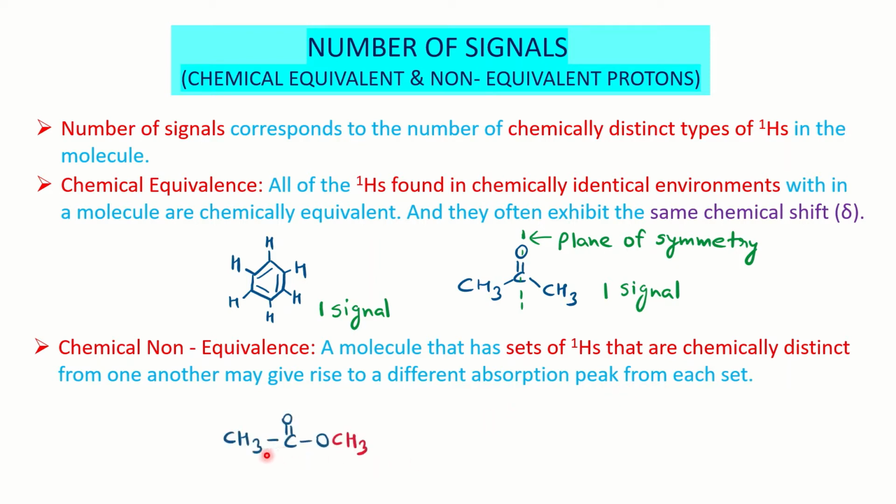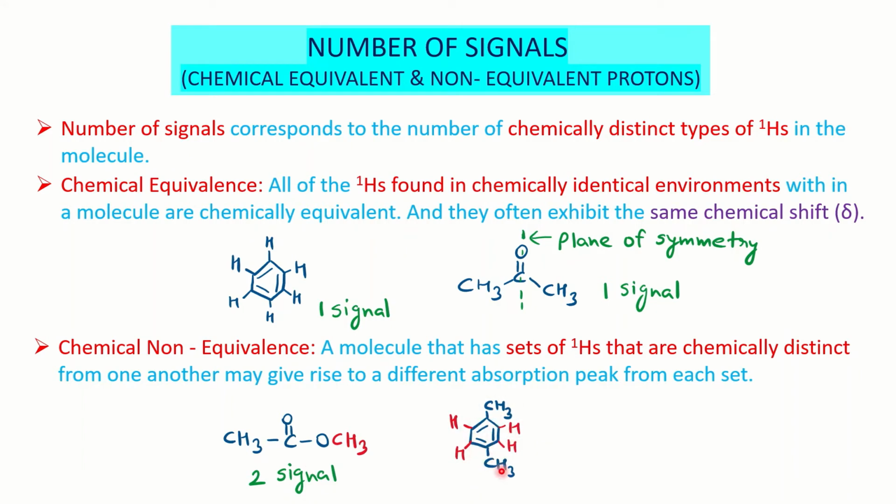So, we'll see first this example here. You have again 2 different sets of protons, 2 methyls are there. We need to see whether these 2 are chemically equivalent or non-equivalent. You can see one methyl is in the environment of carbonyl while the other methyl is in the environment of oxygen. So, the 2 methyls are chemically non-equivalent and will give you separate signals. So 2 signals you will see for this molecule.